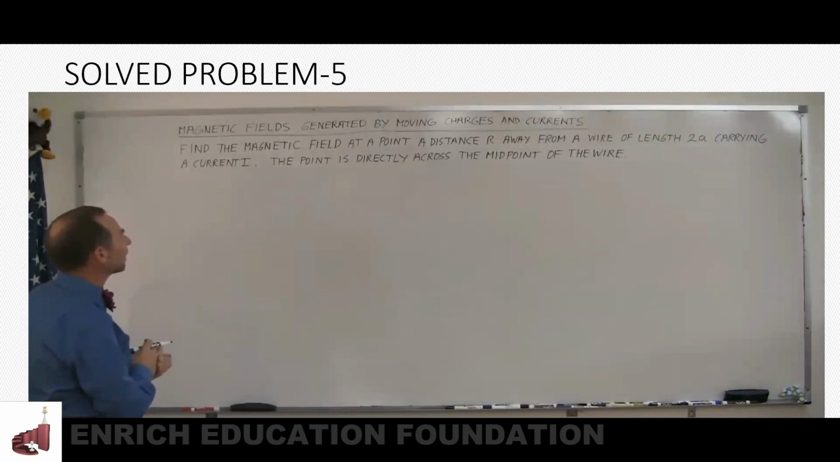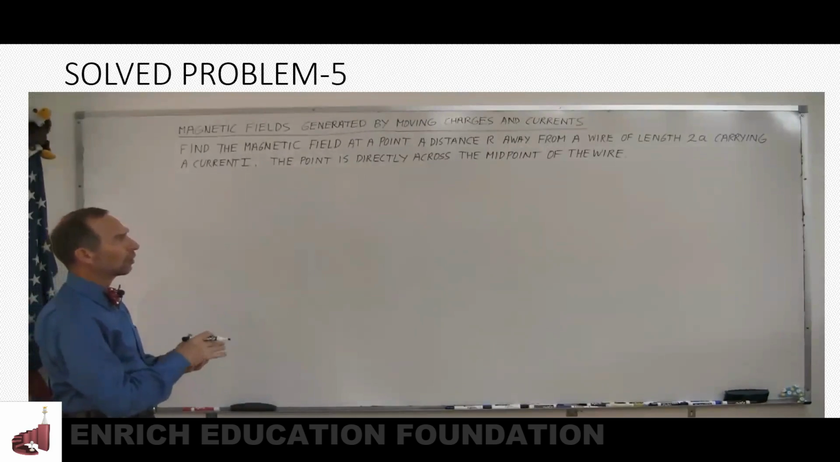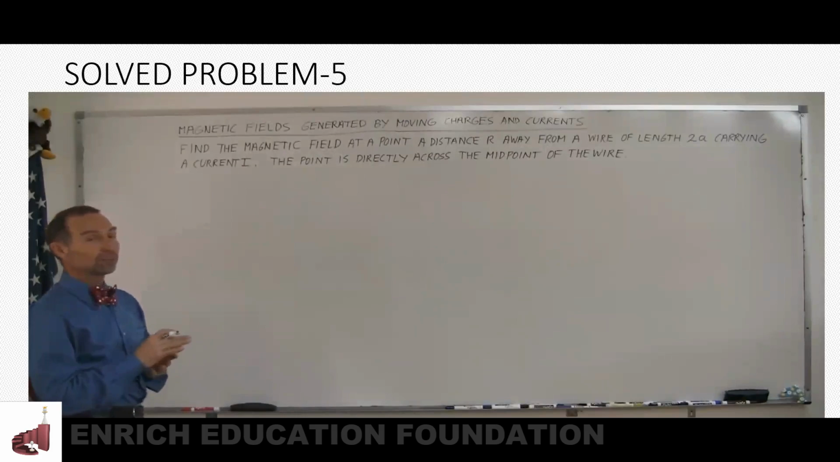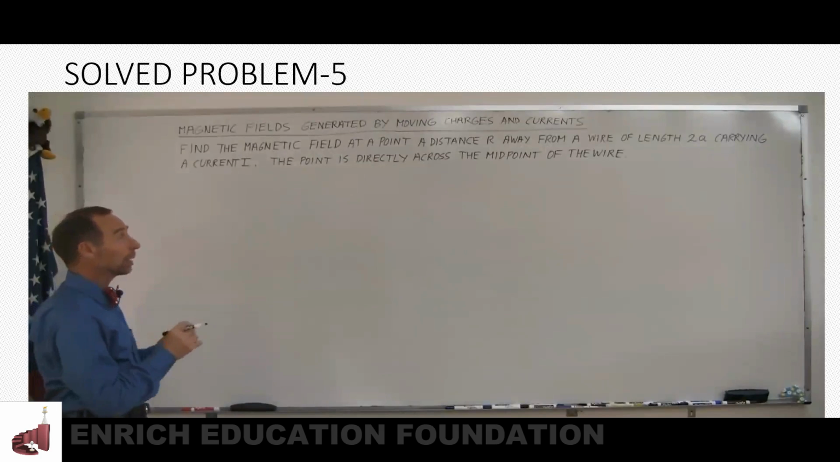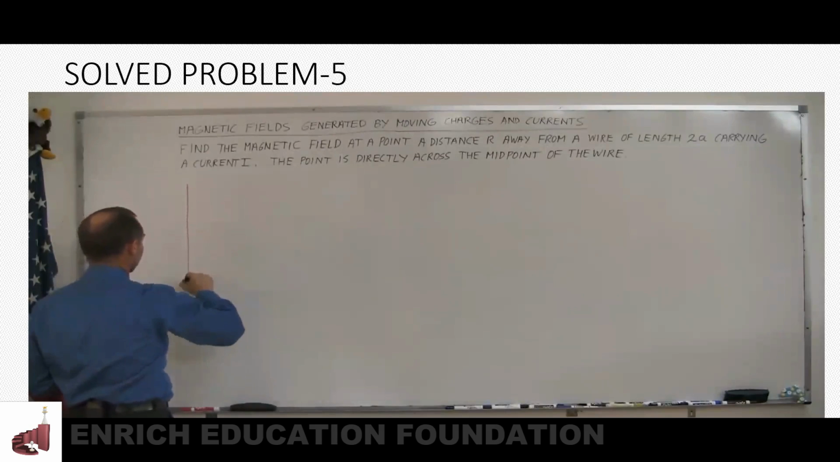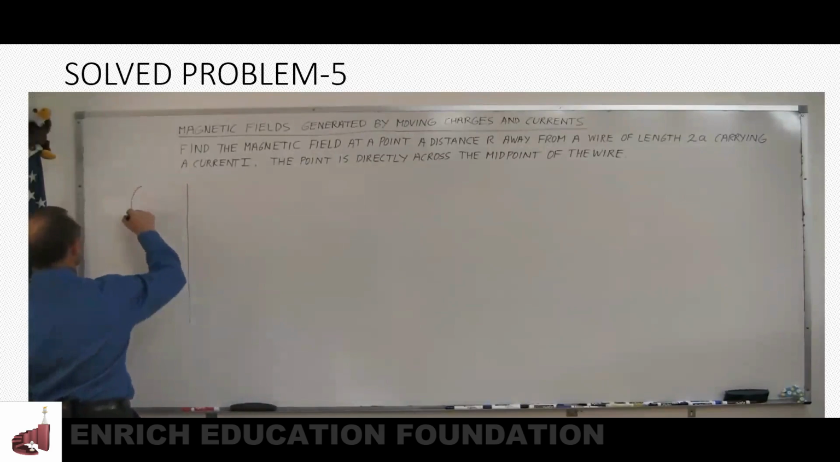It says, find the magnetic field at a point a distance r away from a wire of length 2a carrying a current I. The point is directly across the midpoint of the wire, which will make the problem a little bit easier to do. So here's our current carrying wire. The length of the wire is 2a.